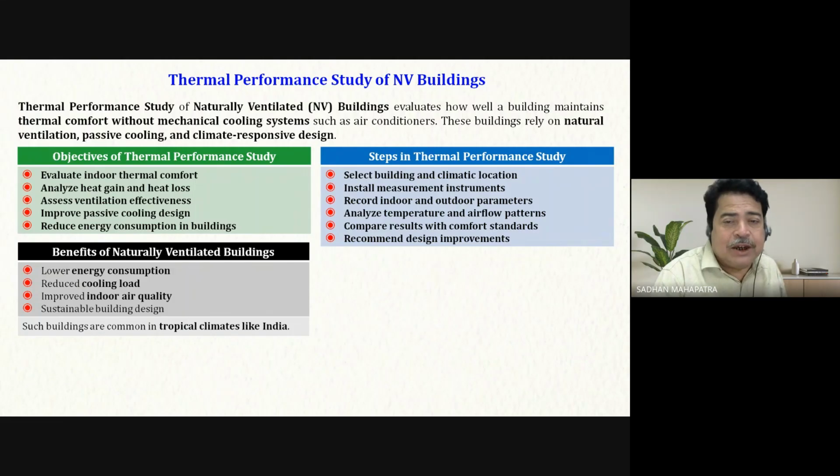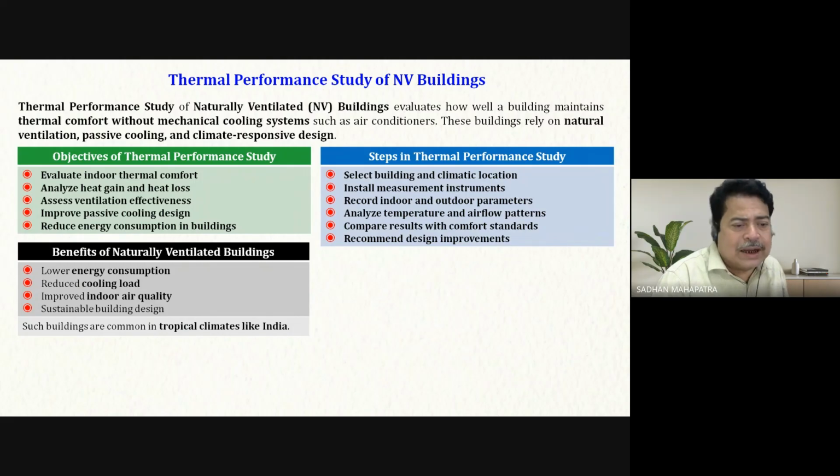Here, these are naturally ventilated buildings where there are no artificial cooling systems such as air conditioners. These buildings rely on natural ventilation, passive cooling, and climate responsive design. So the objective of the thermal performance study is to understand the indoor thermal comfort, analyze the heat gain and heat loss, assess the ventilation effectiveness, and improve the passive cooling design or reduce the energy consumption in the building. The benefit of naturally ventilated buildings is lower energy consumption.